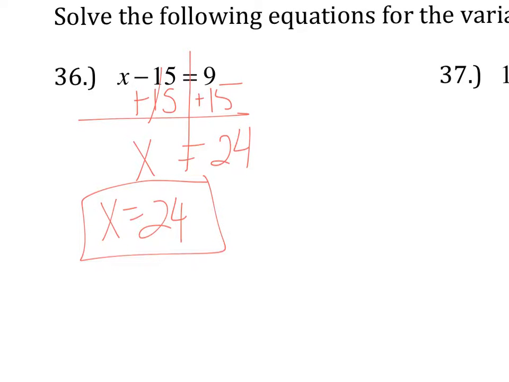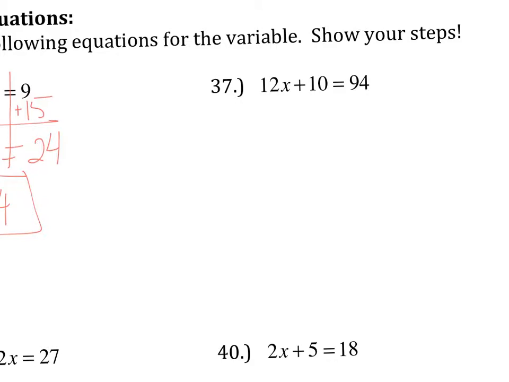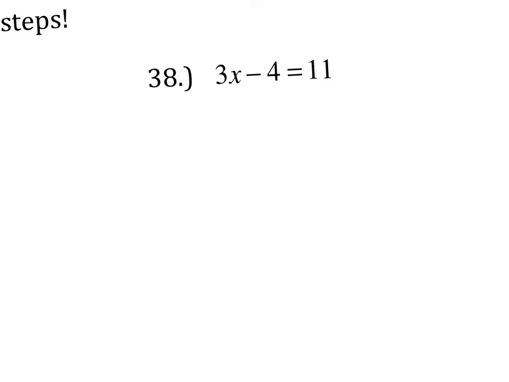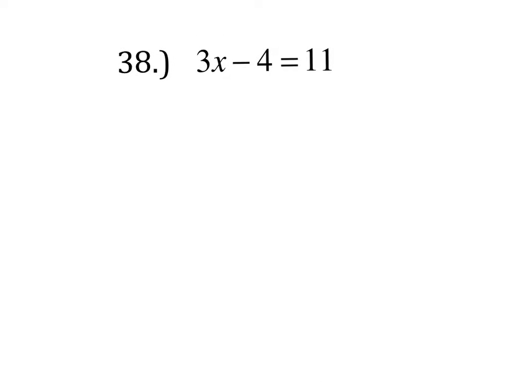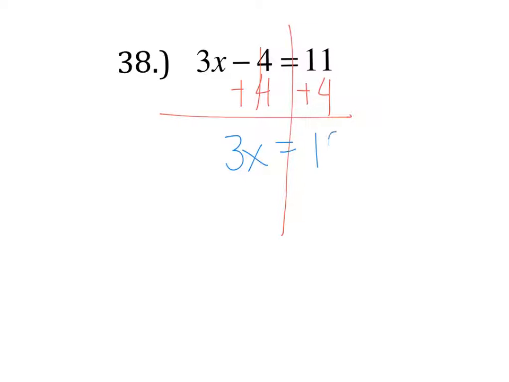All right, we're going to skip to number 38, and this is a two-step equation. We have to do 2 steps. We want to get 3x minus 4 equal to 11. So I'm going to add 4 to both sides because we want to isolate the x value, which gives us 3x is now equal to 15. And then we can divide both sides by 3. So x is equal to 5.